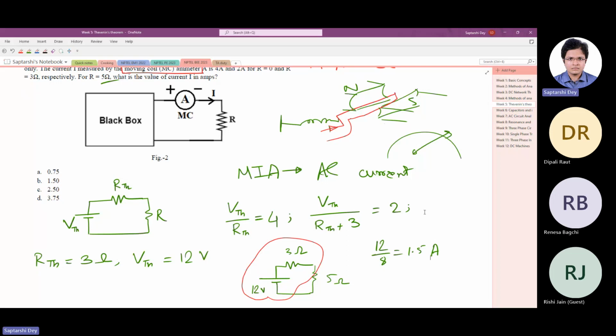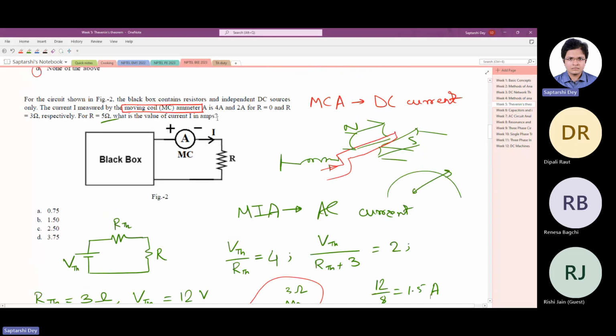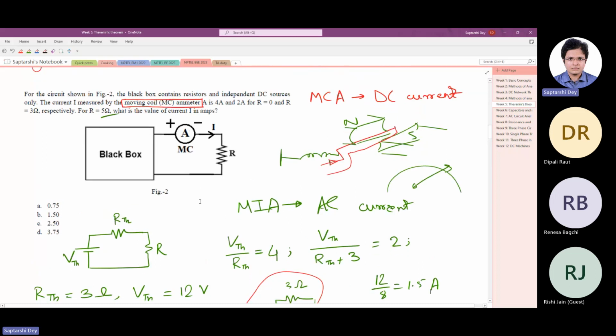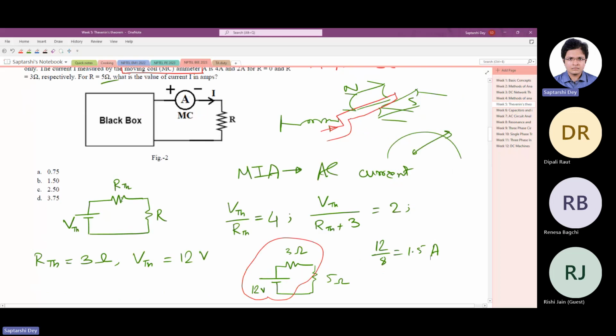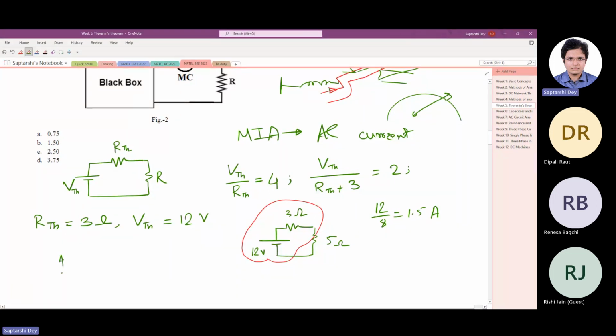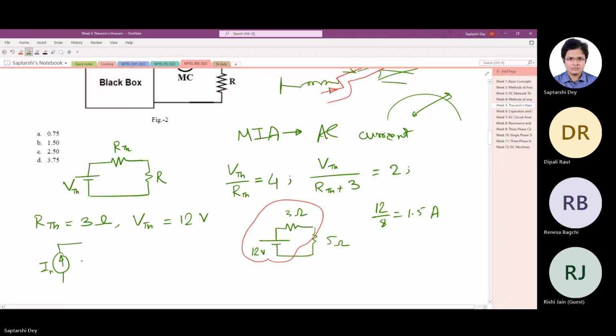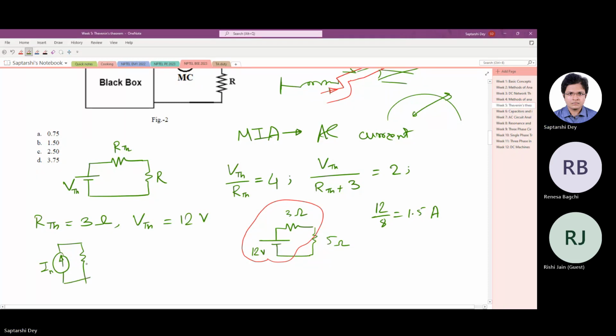Since the question said that the black box consists of voltage source, independent DC sources and resistors, we can write it's a VTH and RTH like this, and the current is there. We could have done it like this also. We could have said that it's I, Norton's current source, IN, let us say, and a resistance RN, and there is a load. This also we could have said.